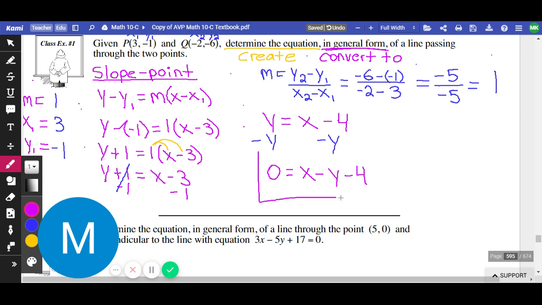This is an equation in general form with a slope between those 2 points, and it goes through one of them points. It goes through both of them, technically, but we use point P to go through. That's how this unit kind of all comes together. And it's challenging. We'll try question 2.